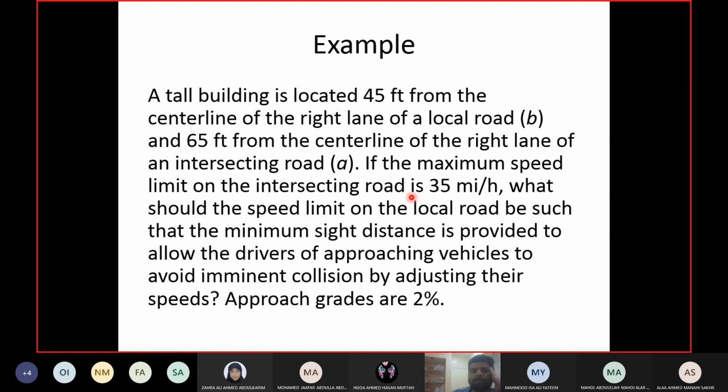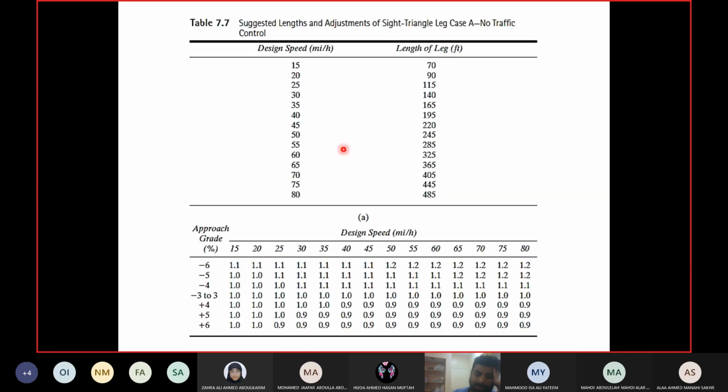The speed for the major road is given, and we want to find out the speed on the minor road so that we have enough sight distance to avoid any collision. The approach gradients are 2%; both roads have a gradient of 2%. A and B are given, and the speed is given. According to the speed I can find the value of DA, because this is for road A, the major road. You come to this table for 35 miles per hour. The value of DA is 165 feet.